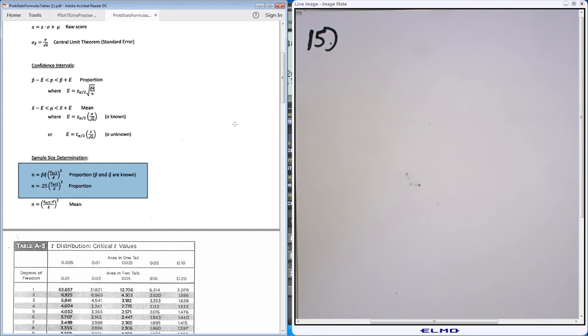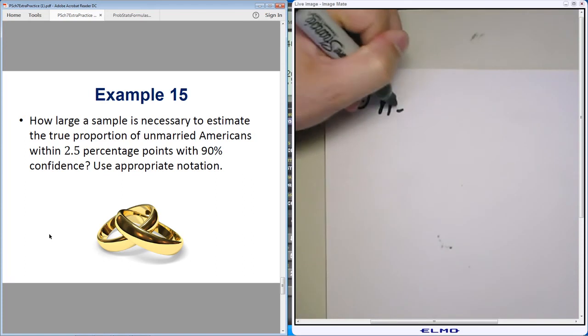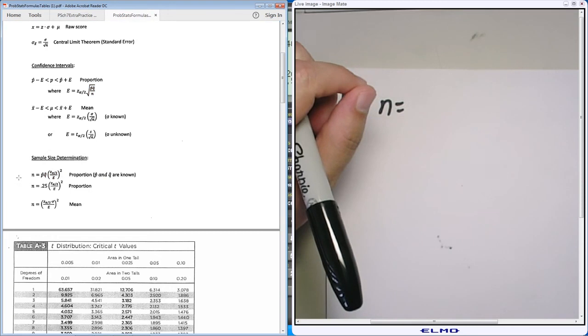There they are. The next question is if I know p hat and q hat, or not so much. Do I have a sample proportion to go off of? And in this problem I do not. So I'll use the second formula.